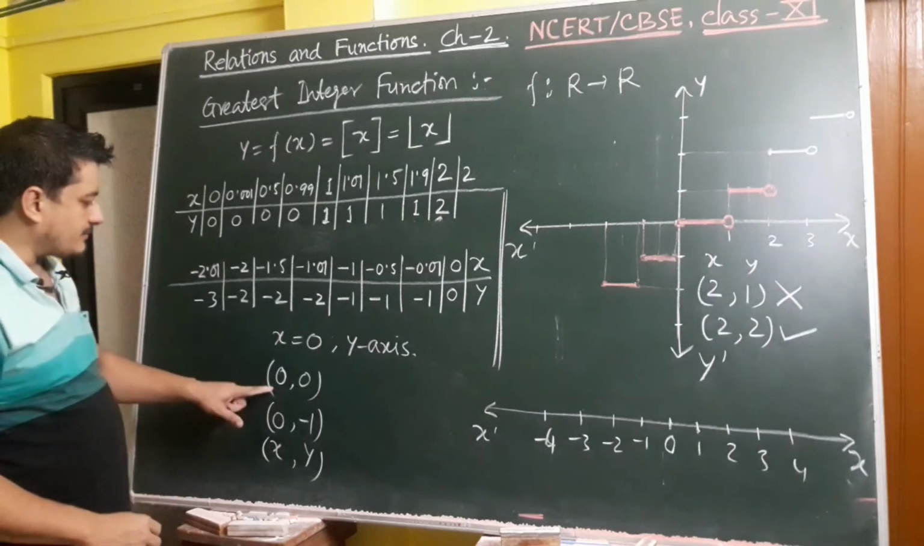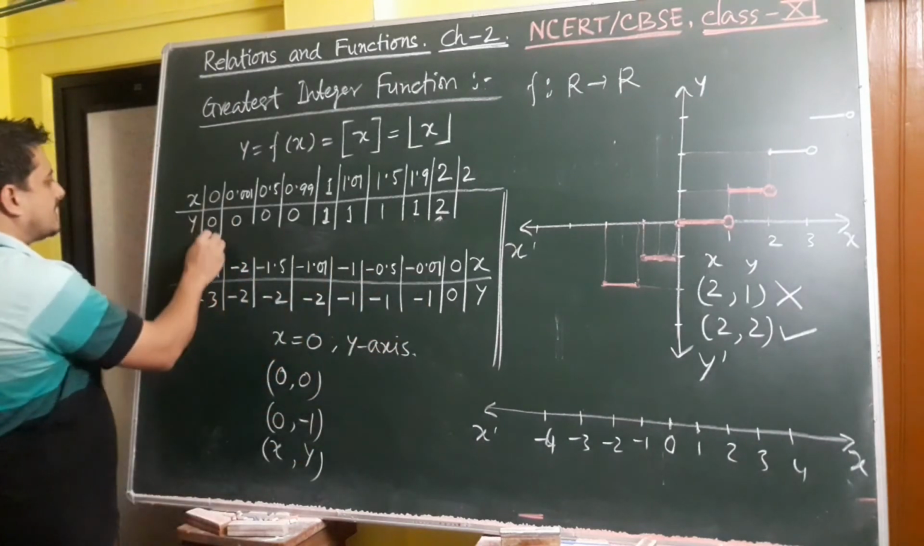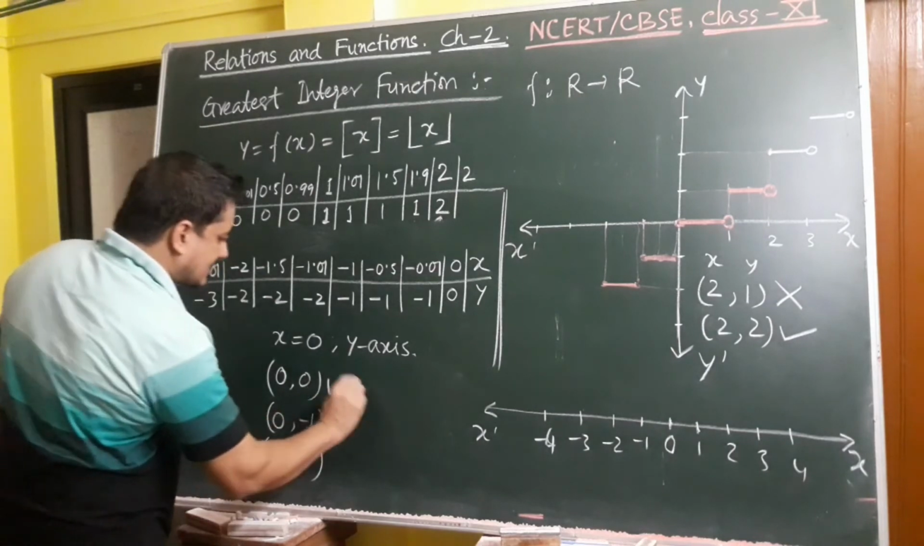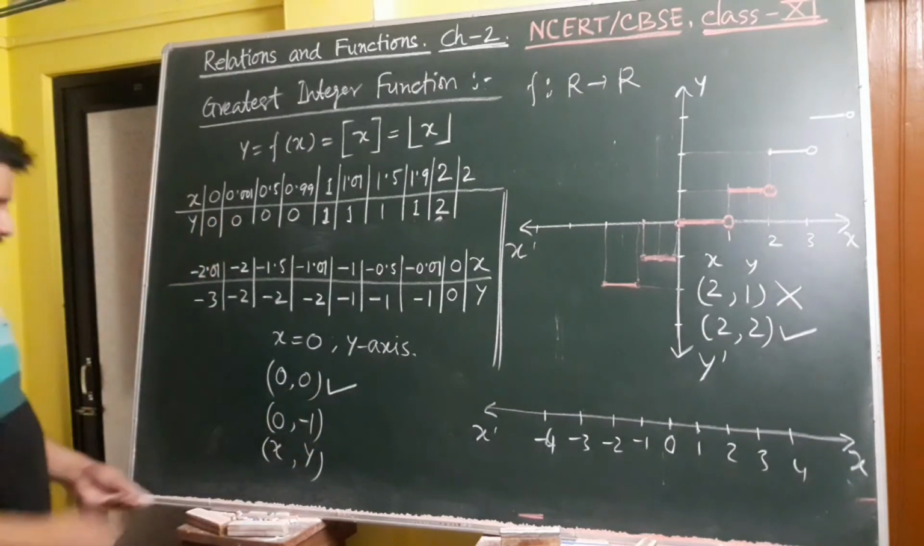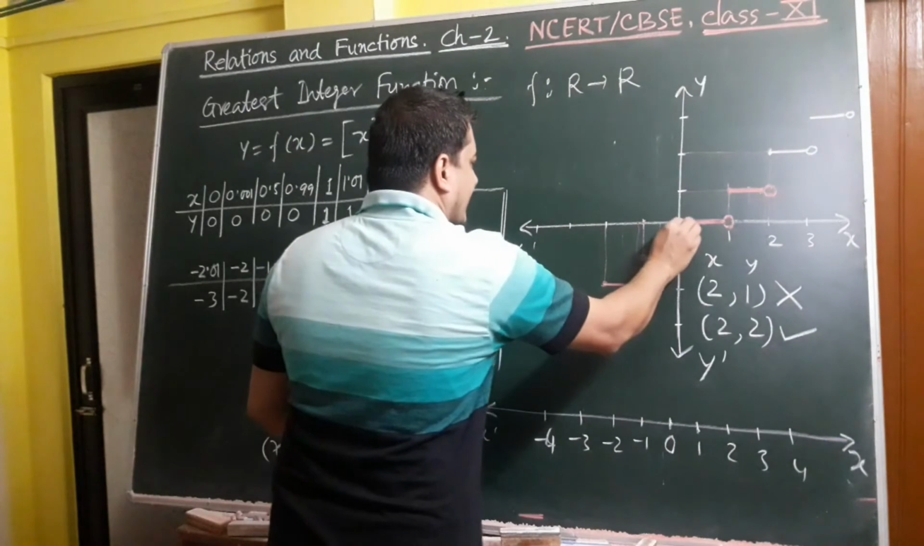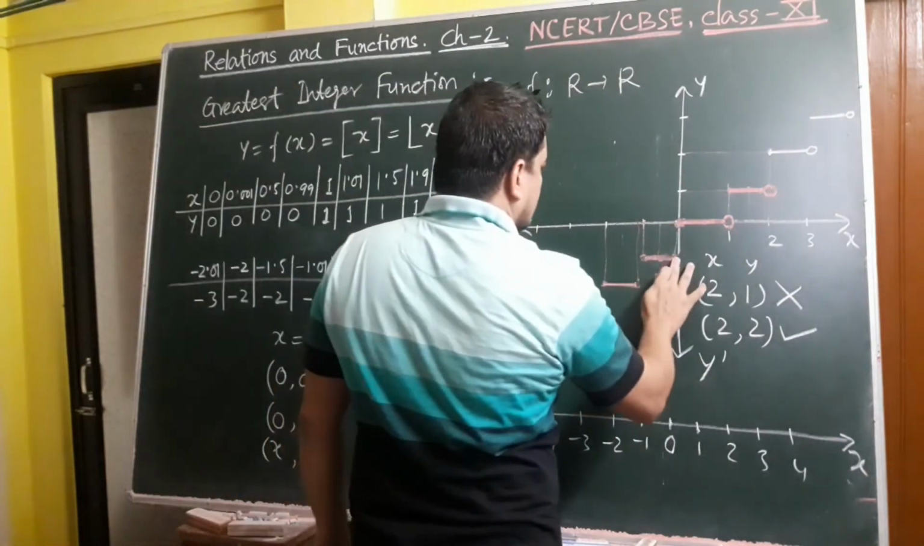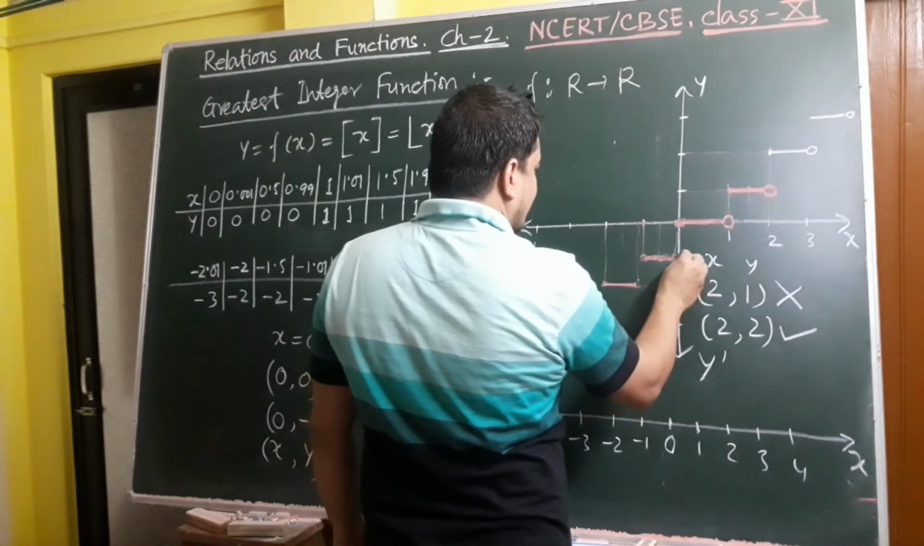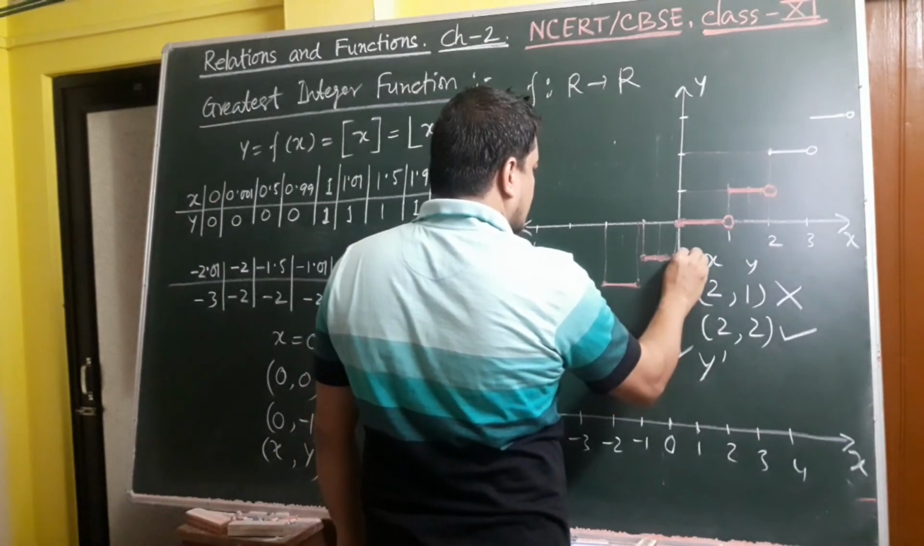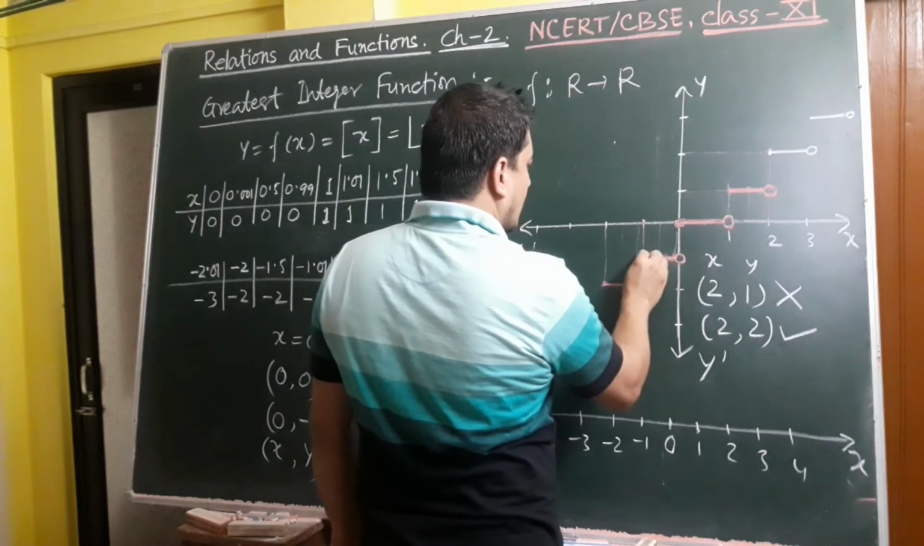So which point is part of the graph? You can see here that this point (0, 0) is part of our graph, whereas this one, (0, -1), is not part of our graph. To show that (0, -1) is not part of our graph, we shall show it with the help of a small hollow circle.